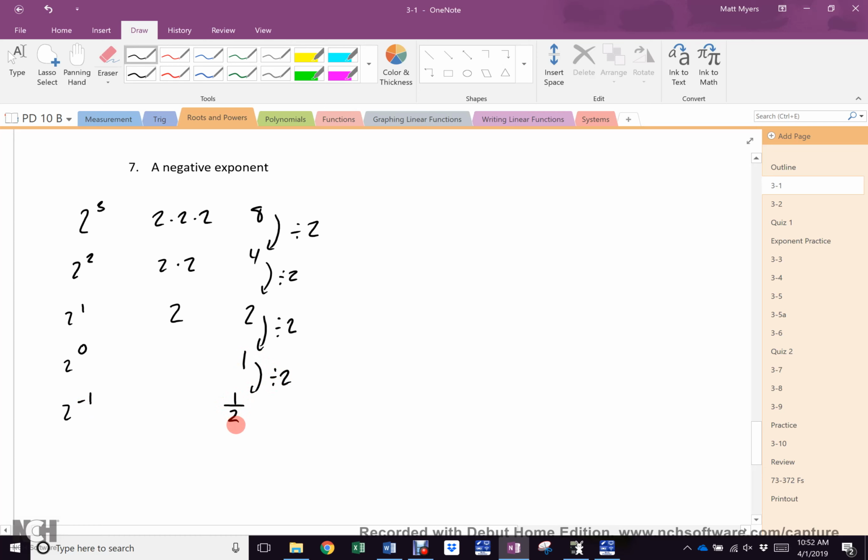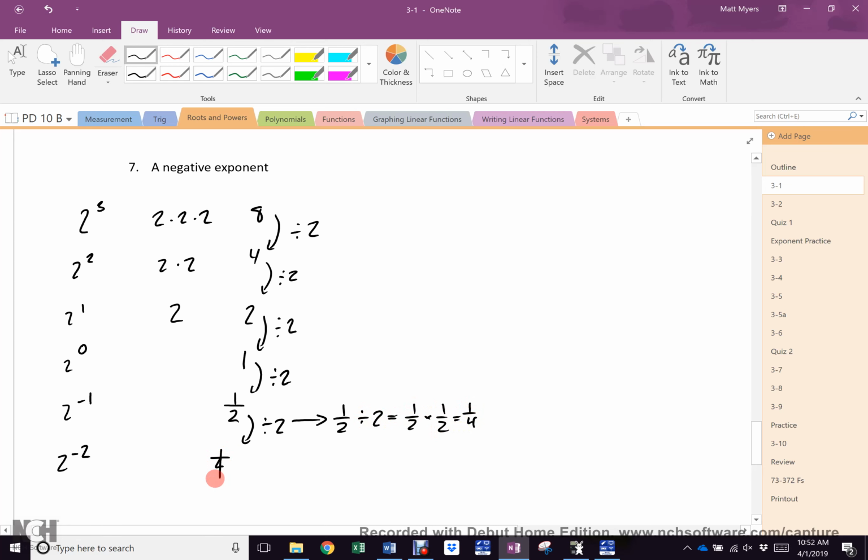What is 1 divided by 2? 1/2. What is the next logical exponent? 2 to the negative 2. Divide by 2. 1/2 divided by 2 is 1/2 times 1/2, which is what? 1/4. So this is 1/4.